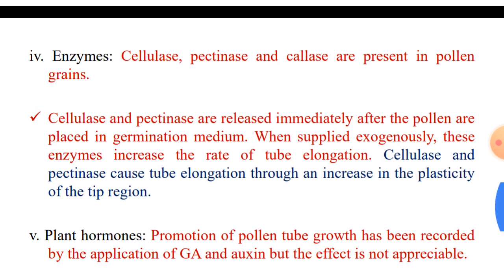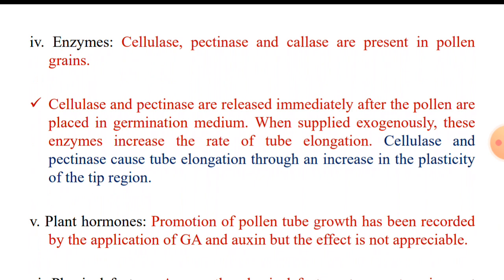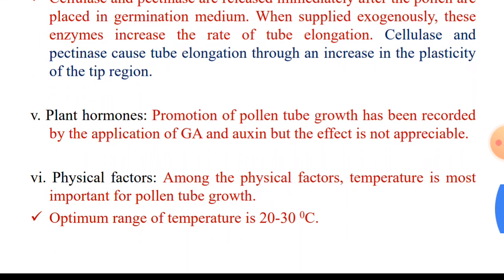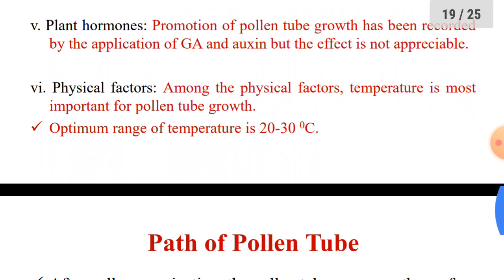The fourth factor is enzymes. Cellulase, pectinase and callase are present in pollen grains, and cellulase and pectinase are released immediately after the pollen are placed in germination medium. When supplied exogenously, these enzymes increase the rate of tube elongation. Cellulase and pectinase cause tube elongation through an increase in the plasticity of the tip region.